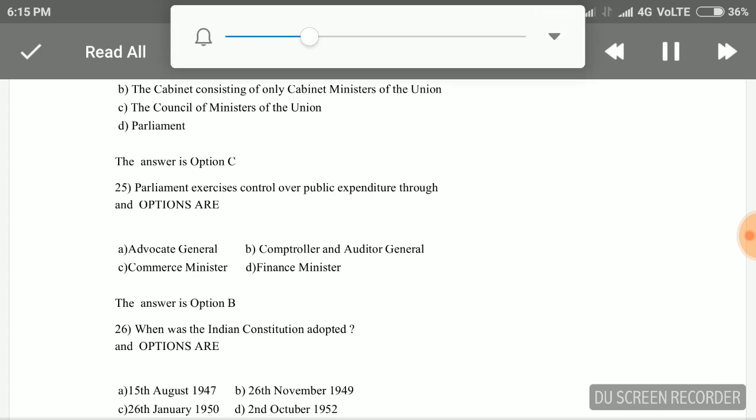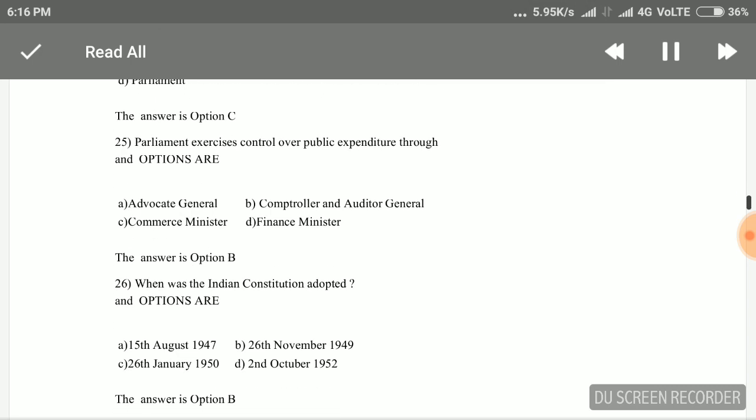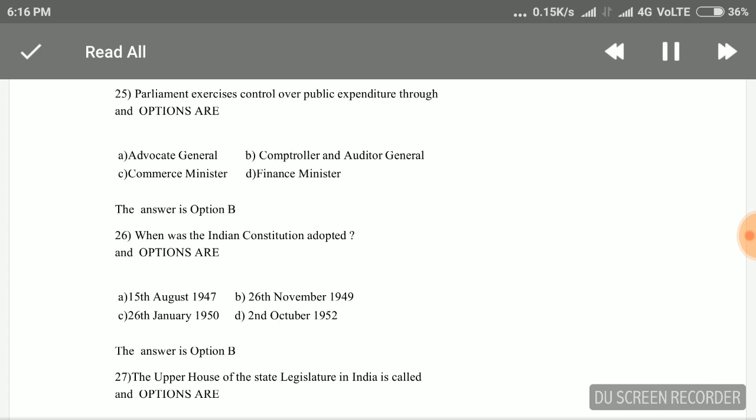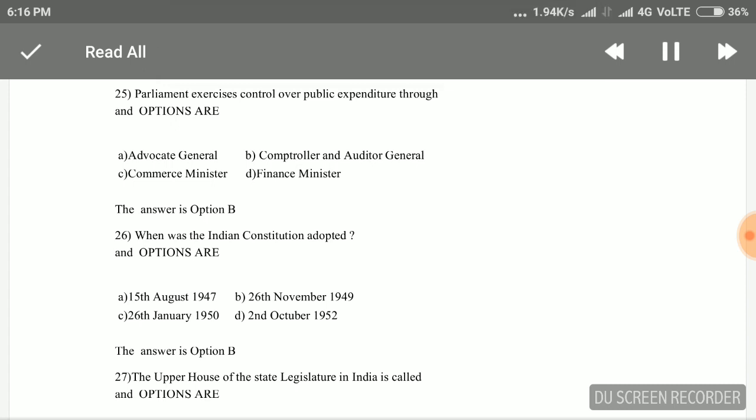26. When was the Indian Constitution adopted? Options are A. The 15th of August 1947. B. The 26th of November 1949. C. The 26th of January 1950. D. 2nd October 1952. The answer is option B.